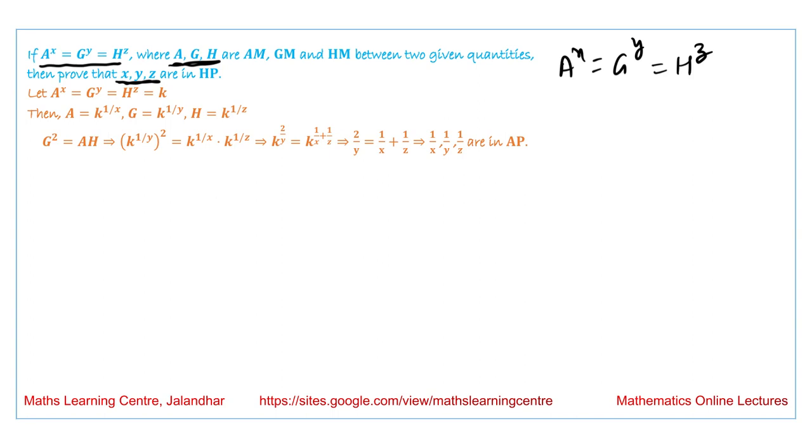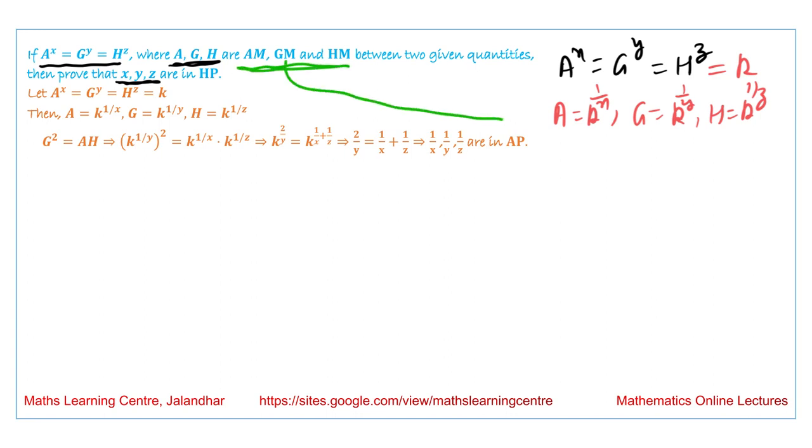So if we consider these values equal to k, we obtain A is equal to k raised to the power 1 by x, G is equal to k raised to the power 1 by y, and H is equal to k raised to the power 1 by z. Now it is given that A, G and H are the arithmetic, geometric and harmonic means, and we know that the relation between these three is given by G square is equal to A into H.